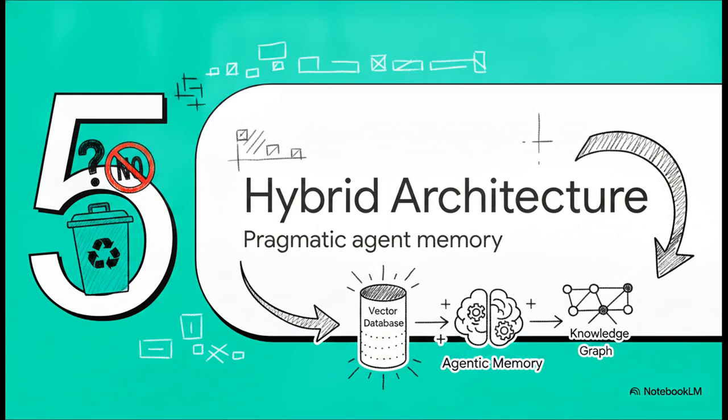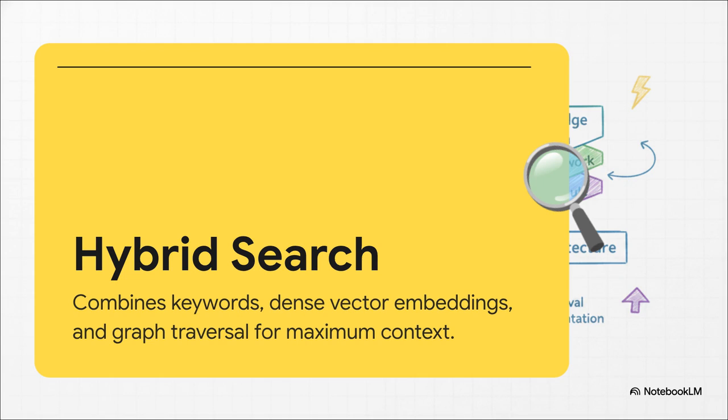Absolutely not. Section 5. The hybrid architecture, the pragmatic reality for agentic memory. The true solution here isn't to rip and replace, it's to combine forces. Hybrid search merges the absolute best features of different algorithms. It takes exact keyword matching, like BM25, dense vector embeddings for that semantic understanding, and graph traversal for relational logic, and fuses them all together. This overcomes the limitations of any single approach, giving your AI agents maximum accuracy and incredibly rich context.